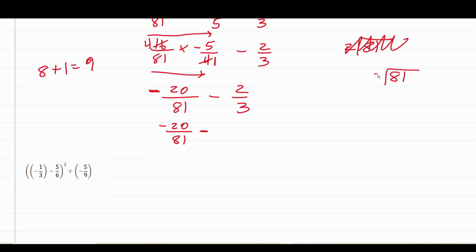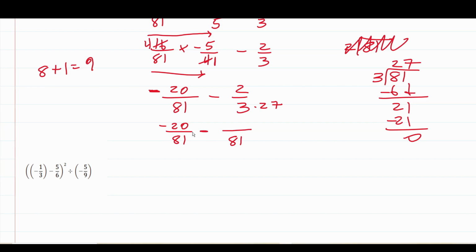Again, this is 81 divided by 3. 3 goes into 8 2 times without going over. 3 times 2 is 6. 8 minus 6 is 2. We're going to bring down this 1. 3 goes into 21 7 times. 3 times 7 is 21 with no remainder. So in other words, 3 times 27 will give you 81.